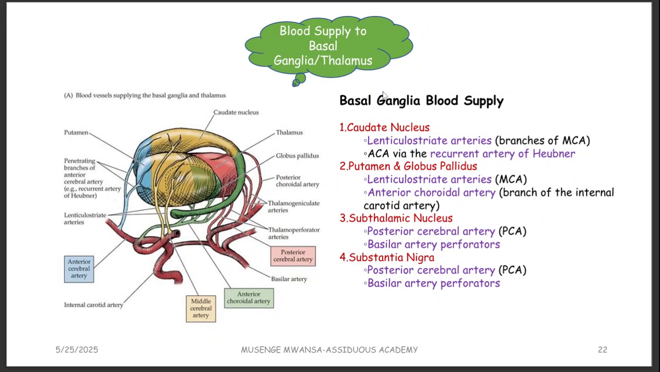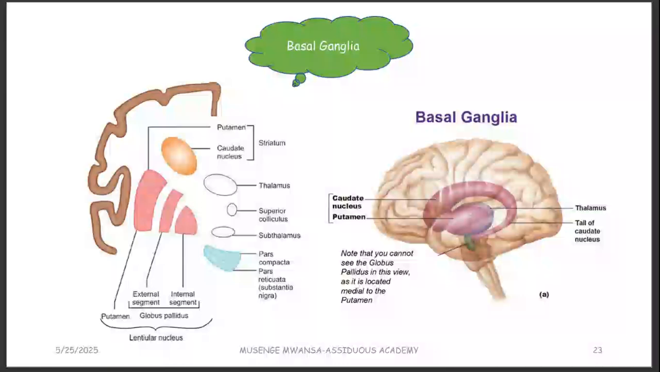Okay. So again, we said that the basal ganglia contains parts. You have got the caudate nucleus. The caudate nucleus, we said, is made up of what parts? The caudate itself is just alone, but when you combine caudate and putamen, that's what forms the striatum.